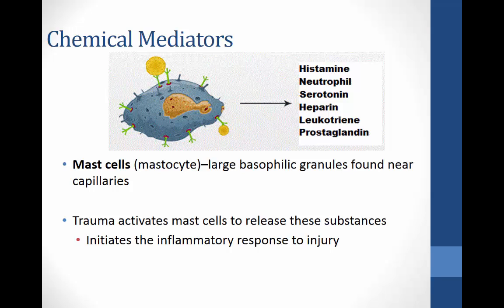The acute inflammatory response is characterized by the release of inflammatory mediators and the migration of fluids and leukocytes from the blood into the extravascular tissues in the affected areas. Inflammation is initiated by chemical mediators that are released from mast cells. Mast cells or mastocytes are large basophilic granules that are found near capillaries. When they become active, they release or degranulate their chemotaxins and activate nearby cells to respond to the trauma, which initiates the inflammatory response to injury.